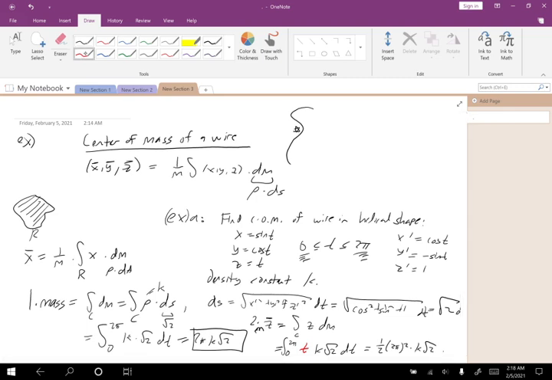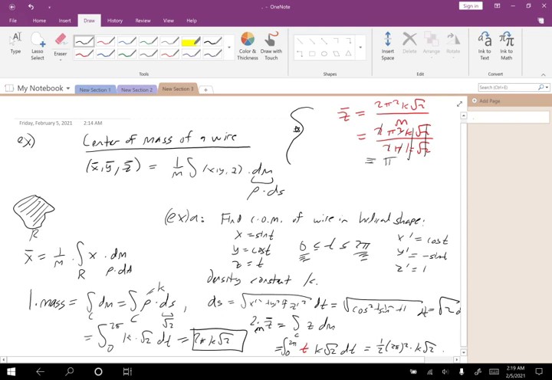So I'm going to go up top here so you can see what's going on below. So that means z bar looks like 2 pi squared k root 2 divided by m. So it looks like 2 pi squared k root 2 divided by 2 pi k root 2. We have to cancel some stuff. It looks to me like this is just pi. And then x bar and y bar will both be 0.